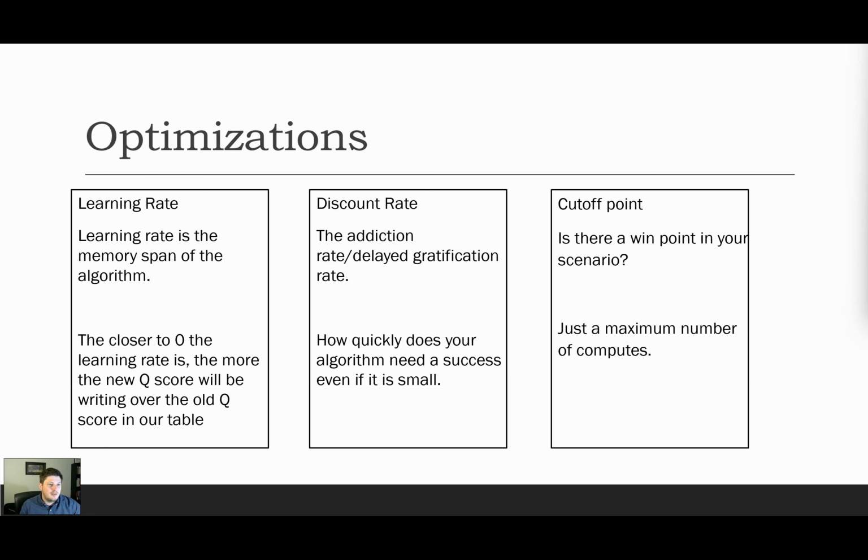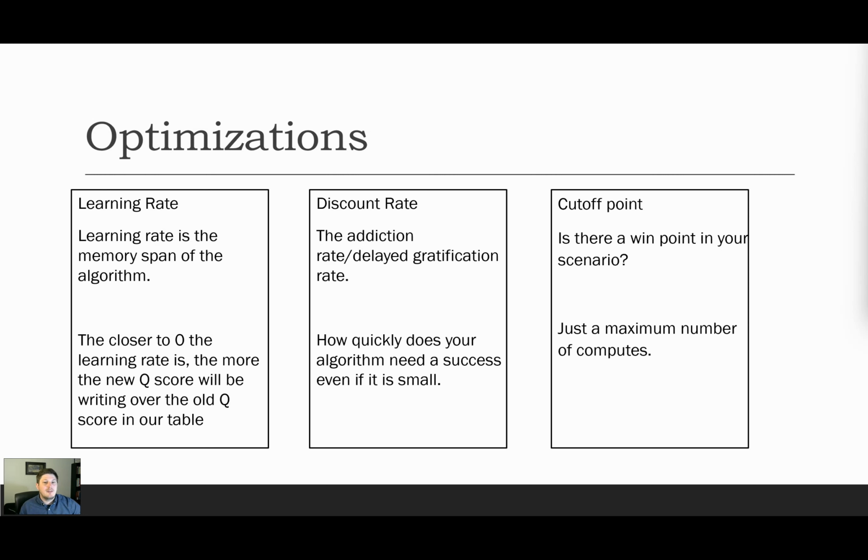So if you were to set the discount rate to 0, it needs that immediate hit over and over and over again. So think of our Clue game of going in and out of the conservatory over and over and over again, so that it keeps getting that reward of more information. And it'll keep doing that until it exploits it and it doesn't get that reward anymore.